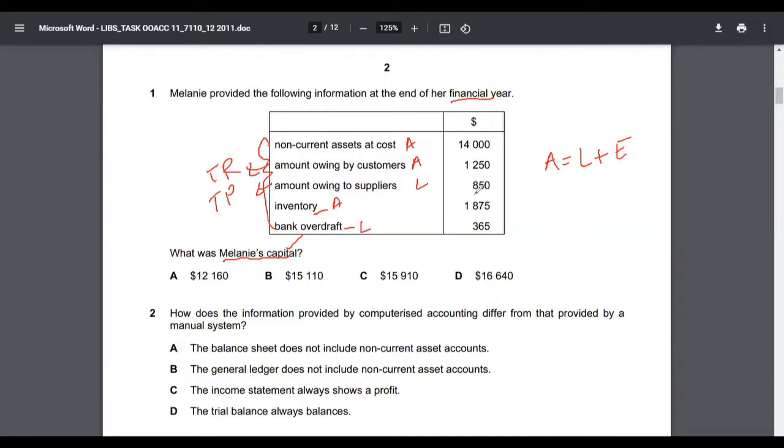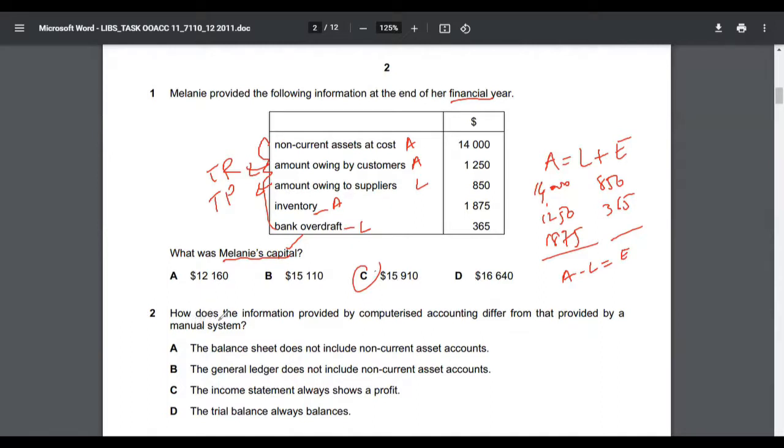We will sum our assets and liabilities together, take a difference, and then we will have capital, which is equity. So our assets would be 14,125, 0, 1,875. We will have a total of assets. Then our liabilities will include 850 and 365. We will have a total of liabilities. When we take the difference between assets minus liabilities, that would give me the equity or the capital. Therefore, the answer to multiple choice 1 would be option C, 15,910.